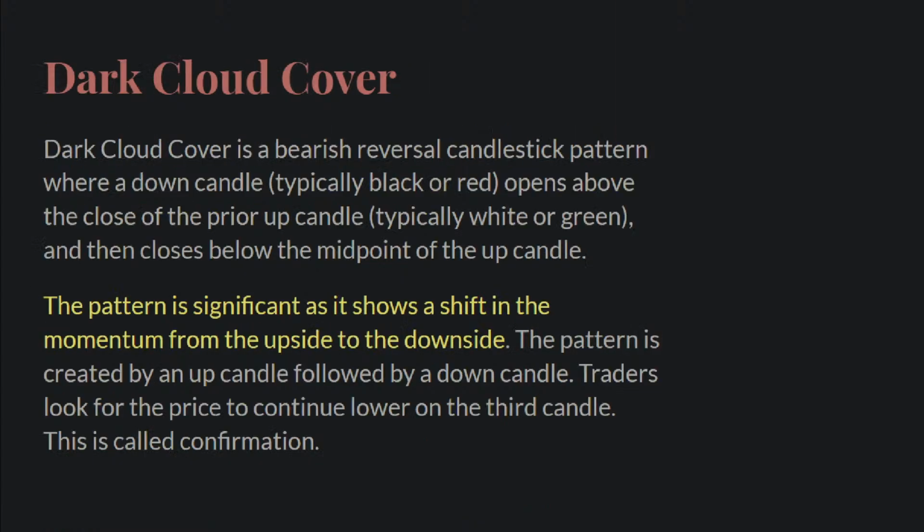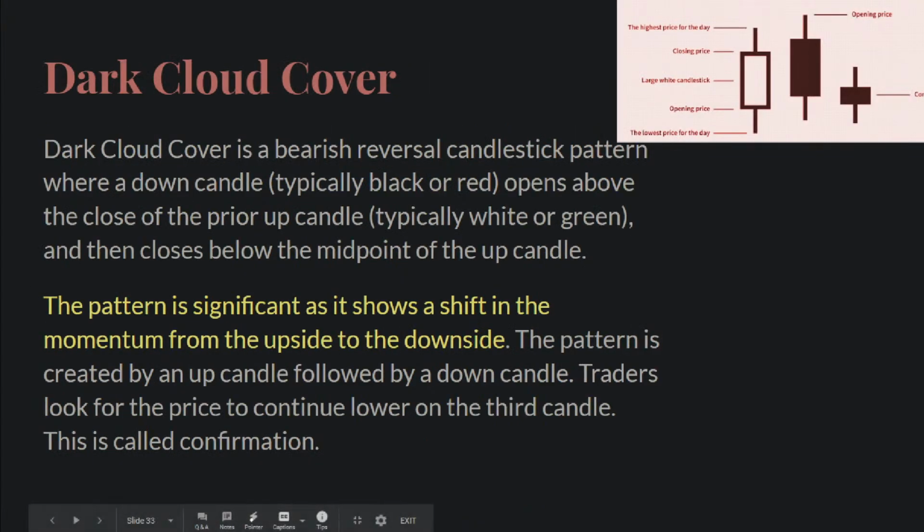All right. So this is another common one here, dark cloud cover. Dark cloud cover is a bearish reversal candlestick pattern where the down candle, typically red, opens above the close of the prior candle, which is a green candle, and then closes below the midpoint of the upper candle. So it's kind of giving it a shadow on that other candle, basically.